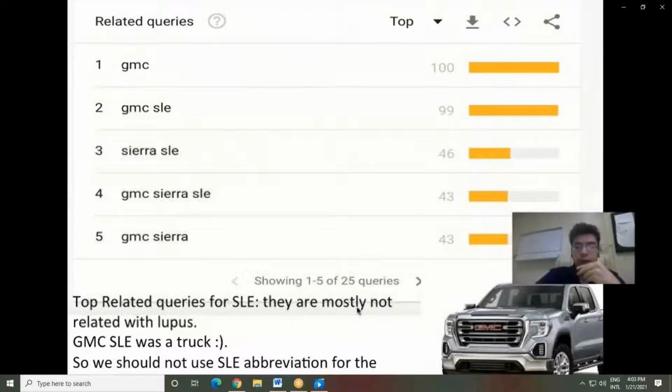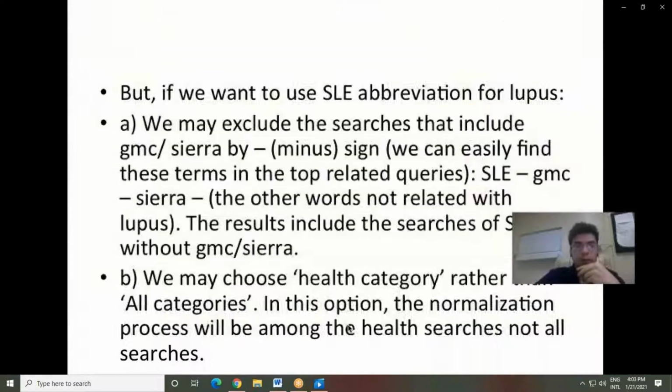So should we not use the SLE abbreviation for information on lupus? No, that is not true. What we can do is, if at all we want to use the SLE abbreviation for lupus, we may exclude the searches that include GMC Sierra by a minus sign. We can easily find these terms in the top related queries. That is SLE minus GMC minus Sierra. In other words, we are excluding the words that are not related to lupus directly.